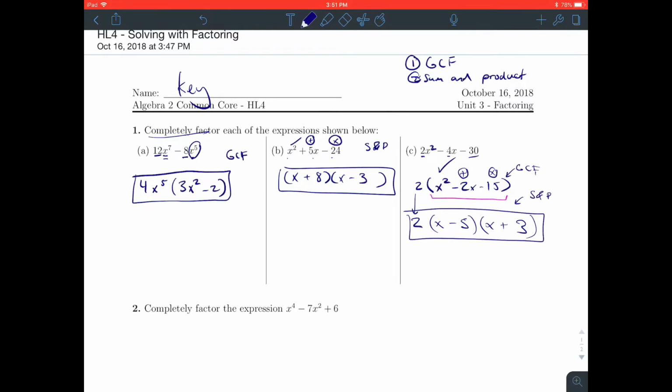So this is our final answer. Make sure you don't forget the 2. The 2 is still part of the problem. So the 2 is from the GCF.